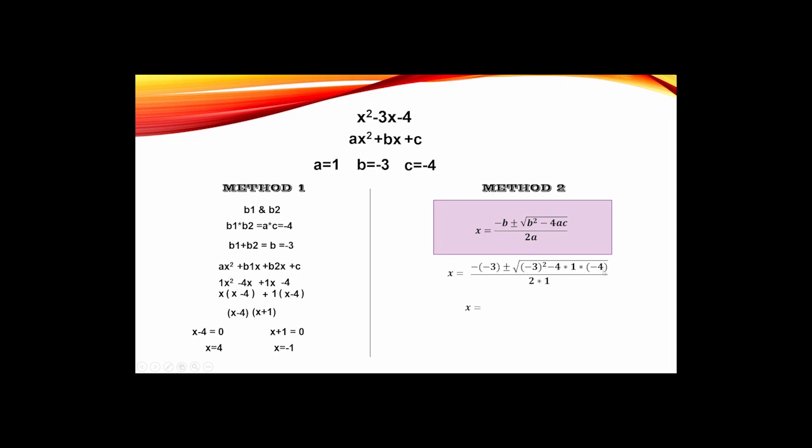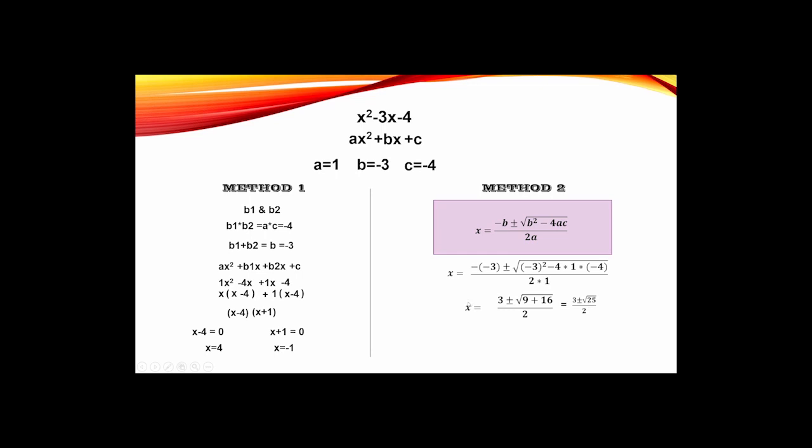Here also minus into minus will become plus, and 4 into 4, that is 16 into 1, which is 16 itself. Therefore under square root we will get 9 plus 16, whole divided by 2 into 1, which is 2 itself. Therefore we will get it like this: minus into minus 3, 3 plus or minus square root of 9 plus 16, whole divided by 2. Okay, which is equal to plus 3 plus or minus square root of 25 divided by 2.